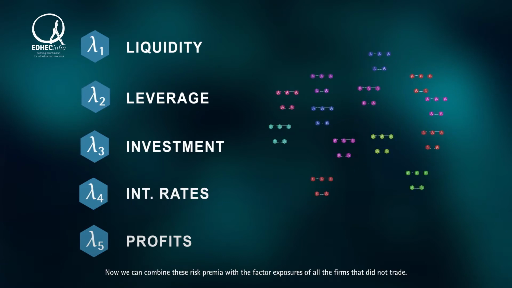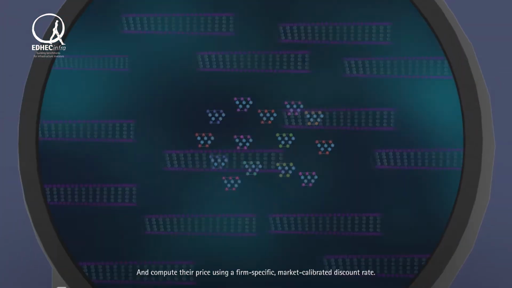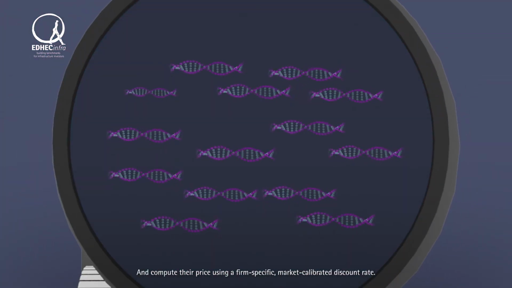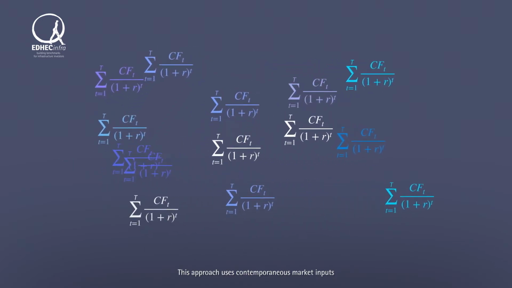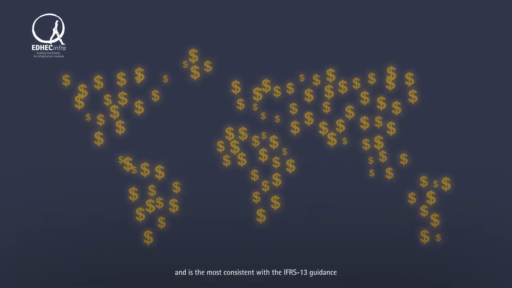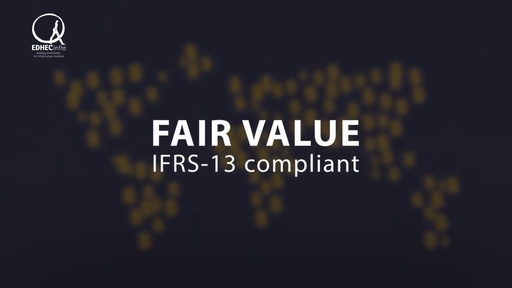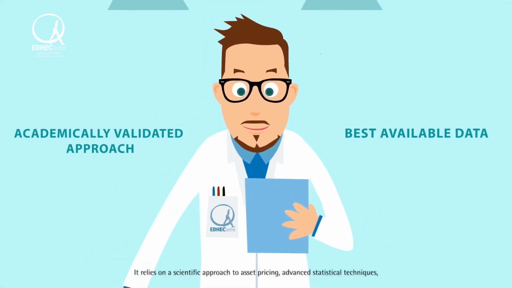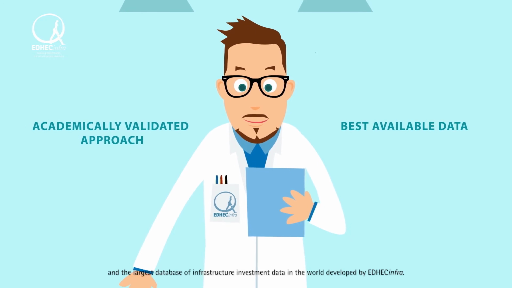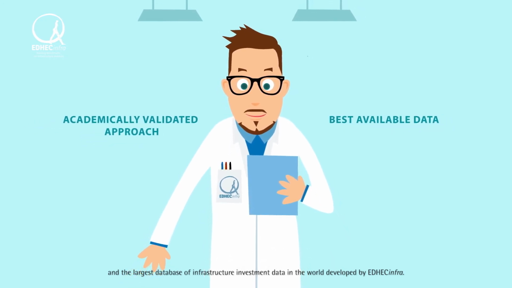Now we can combine these risk premia with the factor exposures of all the firms that did not trade and compute their price using a firm-specific market-calibrated discount rate. This approach uses contemporaneous market inputs and is the most consistent with the IFRS 13 guidance for estimating the fair value of private investments. It relies on a scientific approach to asset pricing, advanced statistical techniques, and the largest database of infrastructure investment data in the world, developed by EDHECinfra.